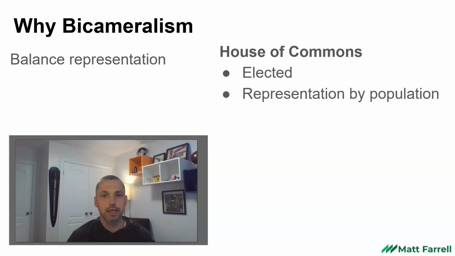Each riding across Canada will have roughly the same amount of people. That's the idea of representation by population. We take the population of Canada, divide it up into roughly equal parts, and then each one of those parts gets a member of Parliament.